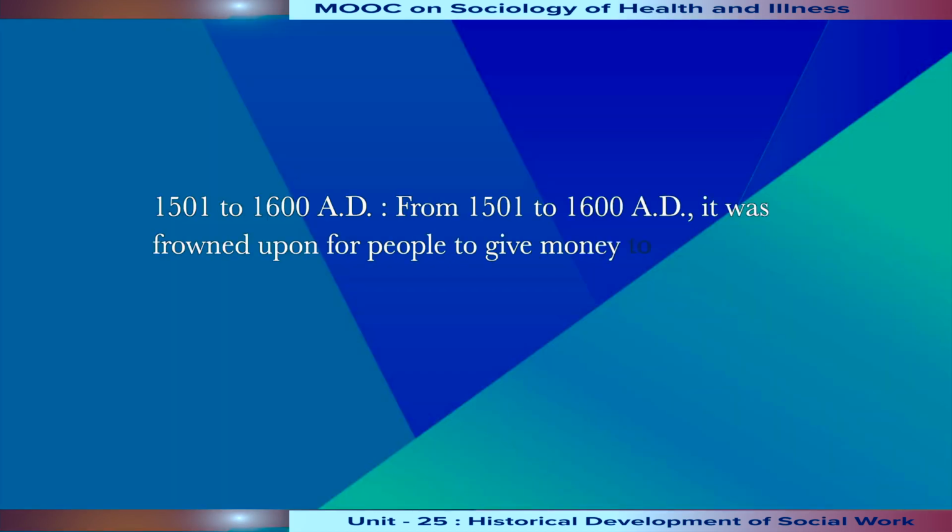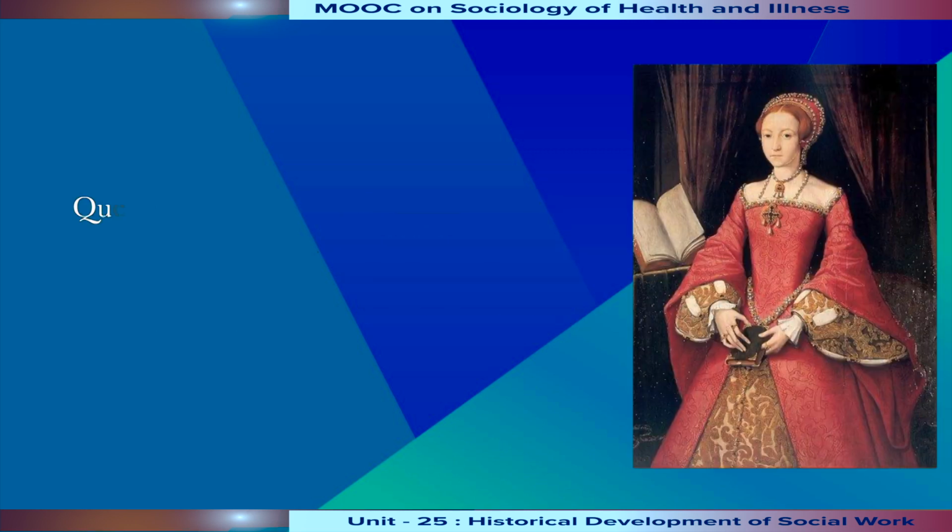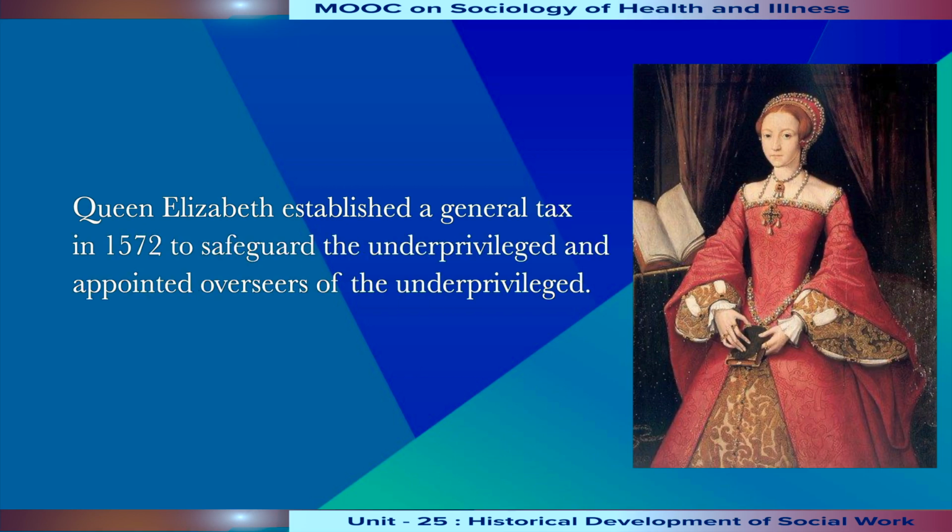Next, 1501 to 1600 AD. From 1501 to 1600 AD, it was frowned upon for people to give money to able-bodied beggars. Henry VI authorized begging in prohibited areas in 1531, and offenders were subjected to penalty. Queen Elizabeth established a general tax in 1572 to safeguard the underprivileged and appointed overseers for the underprivileged.